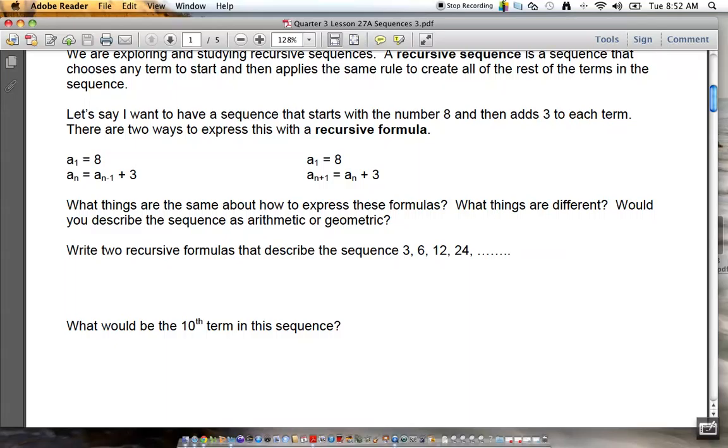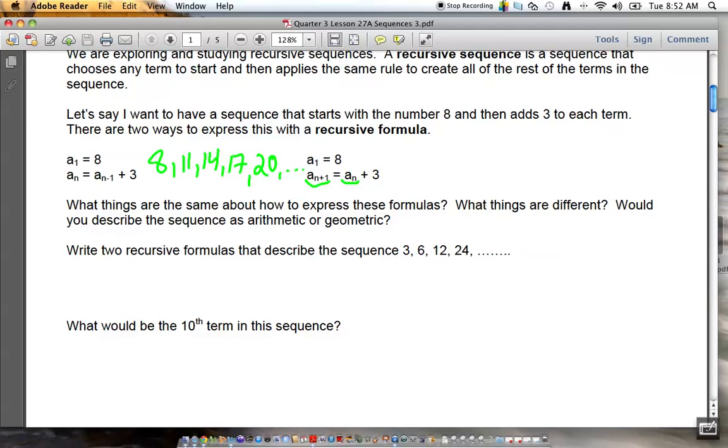Okay, what's the first term, everybody? 8. What are the next ones? 11, 14, and 20. And it goes on forever and ever. And these two notations are exactly the same. It's the same exact way of saying things. n plus 1 is the term after n, and n is the term after n minus 1.